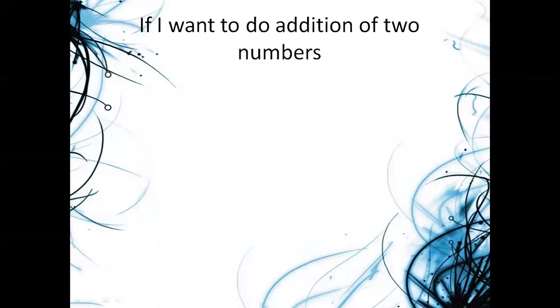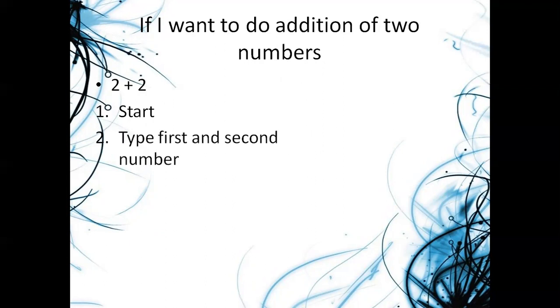Now let's understand by one example. Previously, we learned how we can write the algorithm for addition of two numbers. Here I have made some changes, and you also please remember these steps. First step, always it will be start. The algorithm will start with the start word and it will end with the stop word. The second step will be, we will type first number and second number.